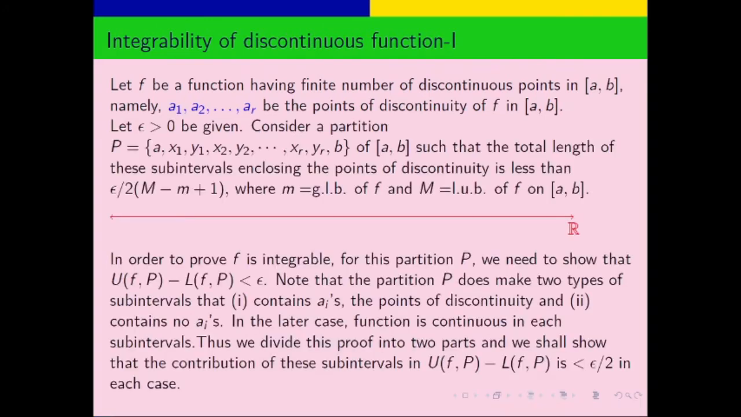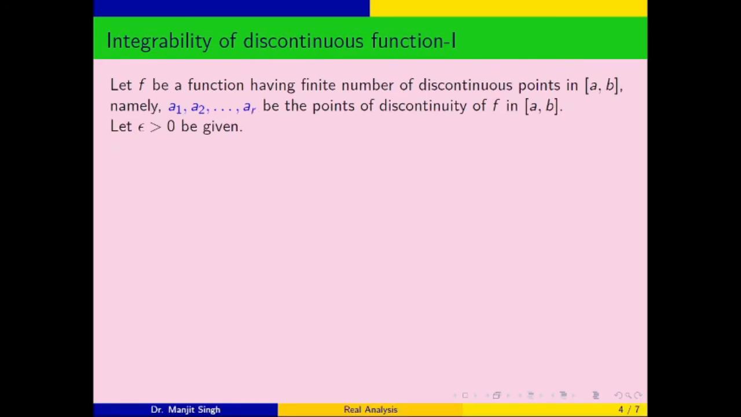Now we will see that some functions which are not continuous are still integrable. So we will check how this can be done. Let f be a function having a finite number of discontinuity points in this interval [a, b], and these points can be taken as a1, a2, ..., ar, r points lying in the domain of the function, which are the discontinuities of f. Let epsilon greater than 0 be given.